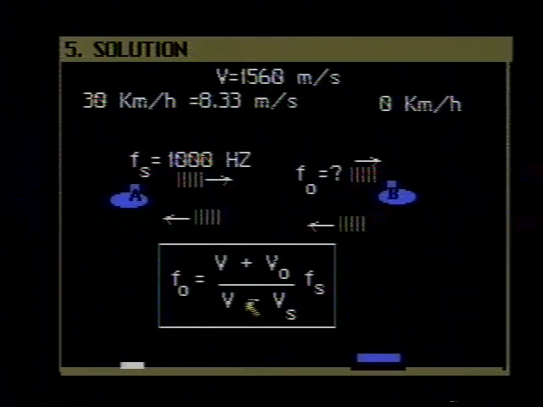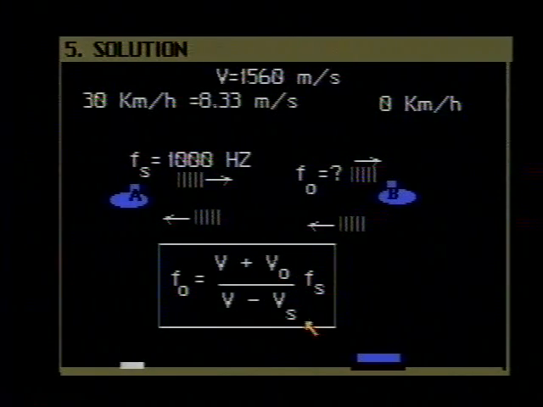We want to use our equation for the Doppler shifted frequency to find, first of all, the frequency heard by an observer on sub B. The V in this equation is the velocity of sound in water, which is given to be 1560 meters per second. V sub O is the velocity of the observer, which in this case is 0.